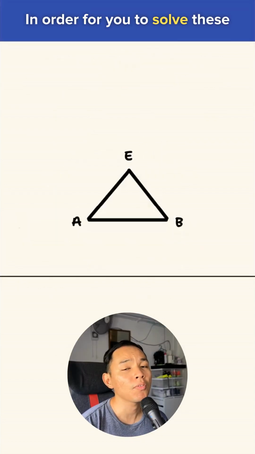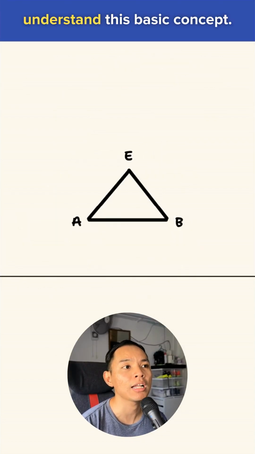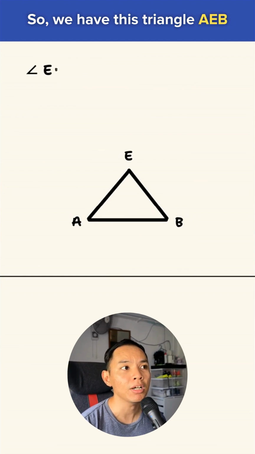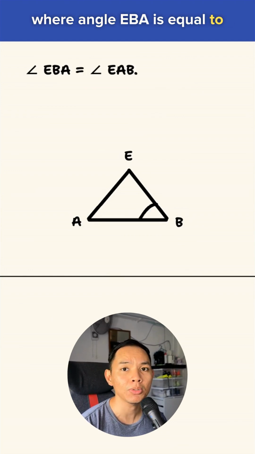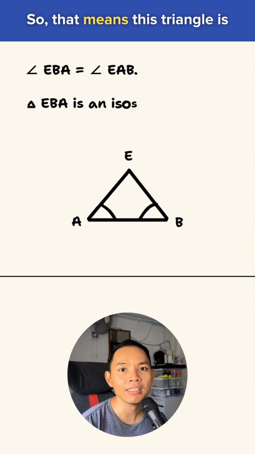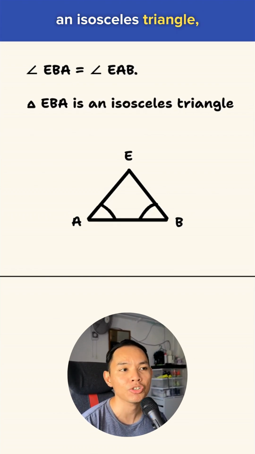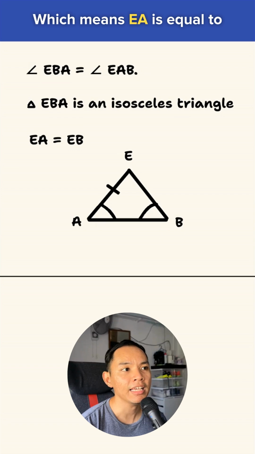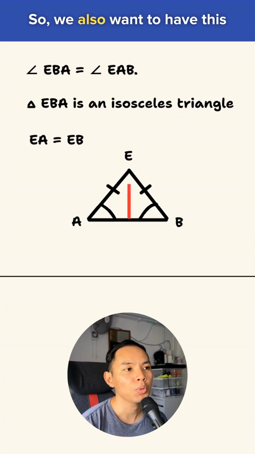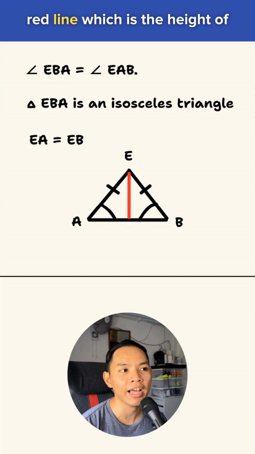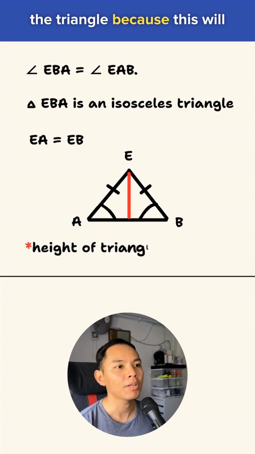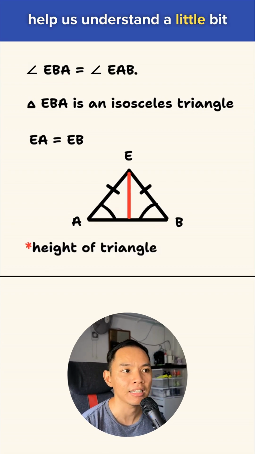In order for you to solve this hard question, you have to understand this basic concept. So we have this triangle AEB where angle EBA is equal to EAB. So that means this triangle is an isosceles triangle, which means EA is equal to EB. We also want to have this red line, which is the height of the triangle, because this will help us understand a little bit more.